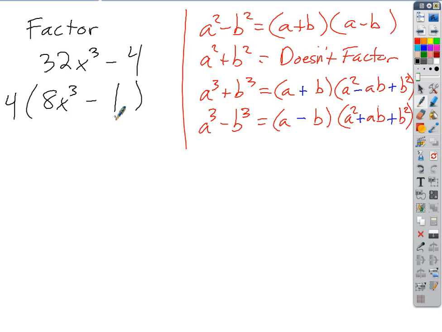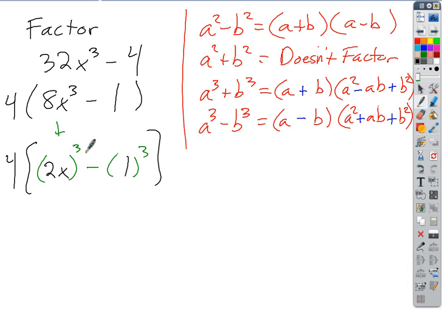Now, this looks a little better. Now we've got to see if we can turn this into something cubed minus something cubed. Still got that 4 out front, but we're done with him. Now we're just trying to work on what's inside the parentheses. So what cubed is 1? Well, 1, right? That one's pretty easy. What about this guy, though? 2x. Yeah, if I cube the quantity 2x, that means I've got to distribute the 3 to the 2 and the x, and I end up with that result, right?